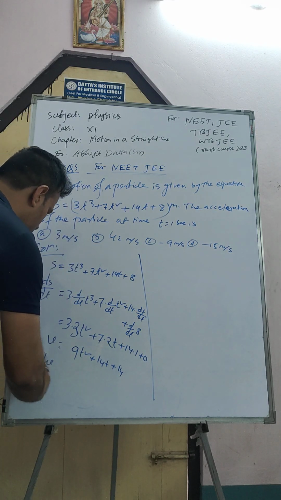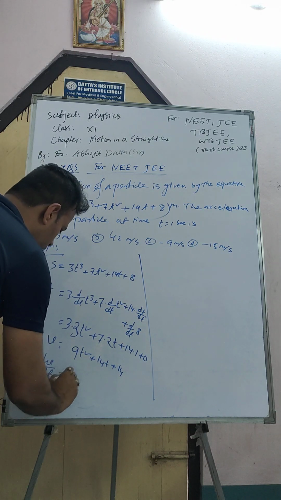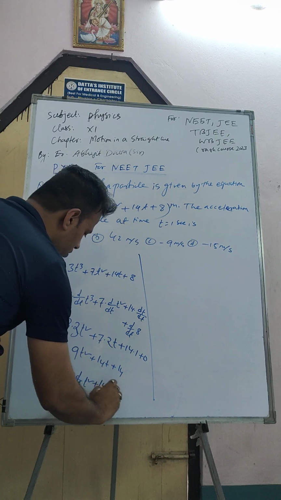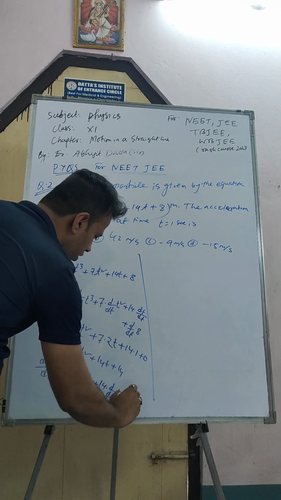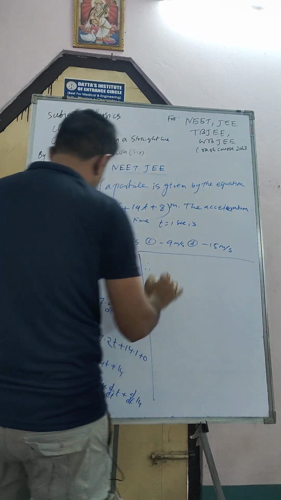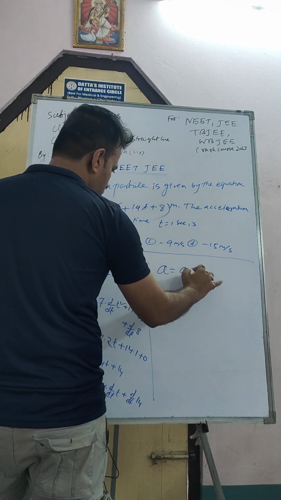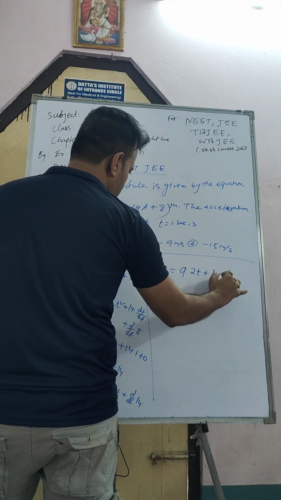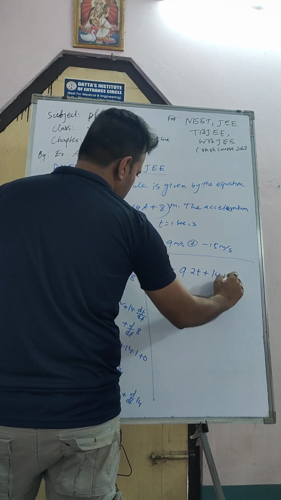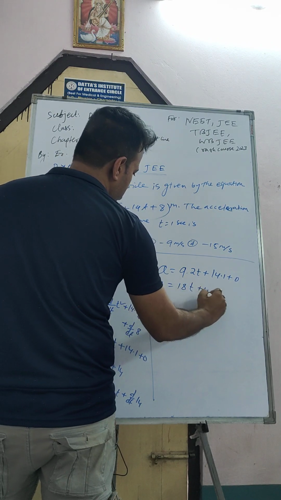Now if you differentiate again, it will become 9 into d by dt of t square plus 14 into d by dt of t plus d by dt of 14. So d by dt of velocity is acceleration. So 9 into 2t plus 14 into 1 plus 0. So acceleration is 18t plus 14.